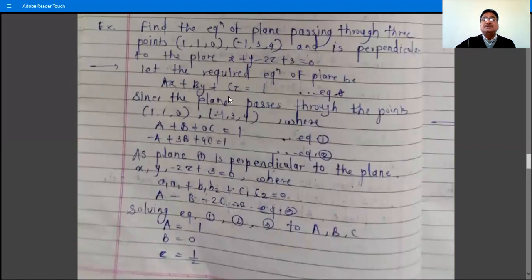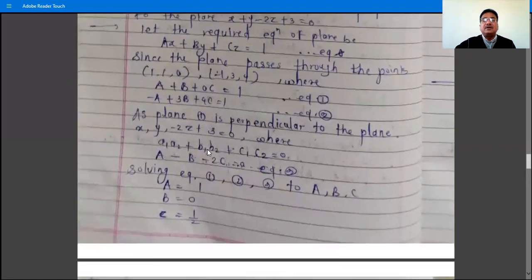Plus c into 4, that is 4c is equal to 0. So write that equation. What is that equation? A plus b minus 4c is equal to 0. A1 A2 plus b1 b2 plus c1 c2 is equal to 0. As the sentence is what?